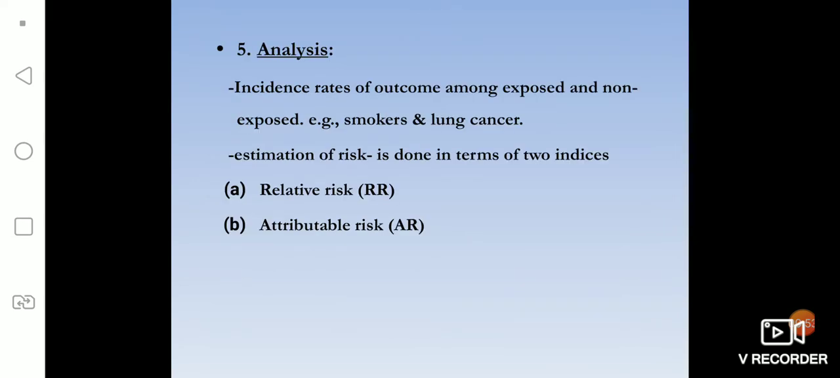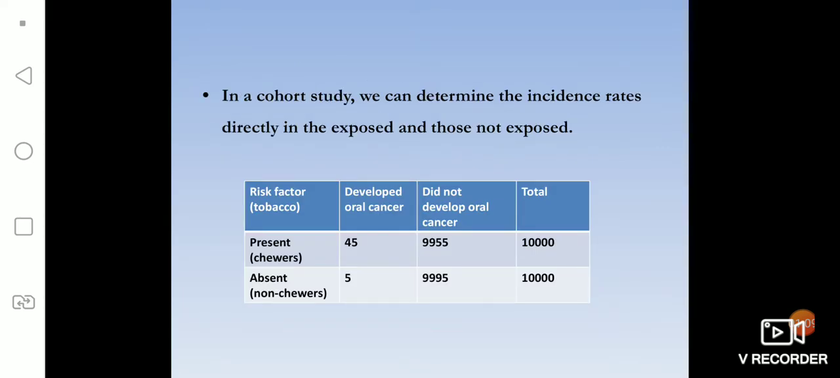In cohort studies, we calculate incidence rates of outcome among exposed and non-exposed. Now this estimation of risk is done by two measures, that is relative risk and attributable risk. In a cohort study, we determine the incidence rate directly in the exposed and those who are not exposed. I have given a table for your understanding easily.